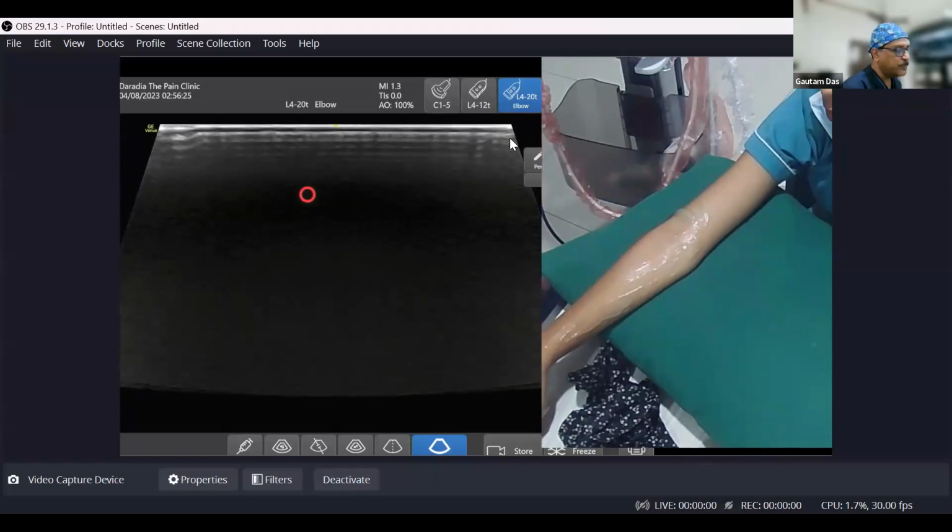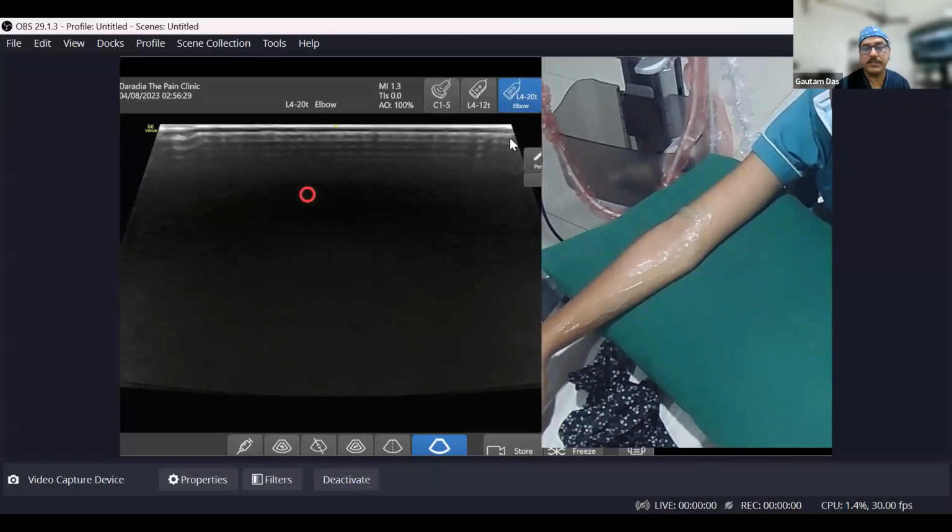Okay, so this is your anterior elbow. So I hope everybody has appreciated. If anybody wishes to see anything again, I can show you. No? Nothing?